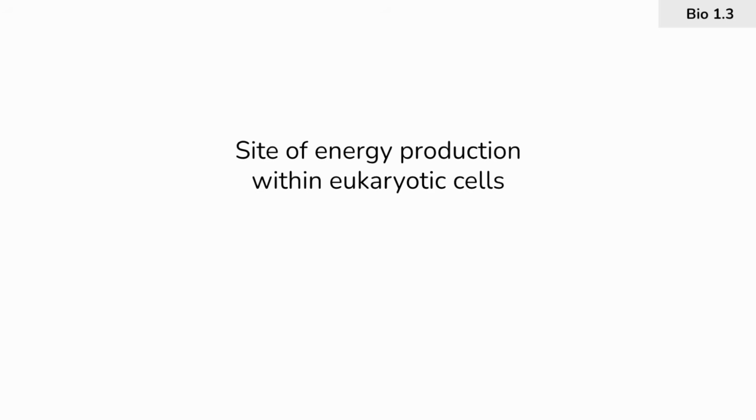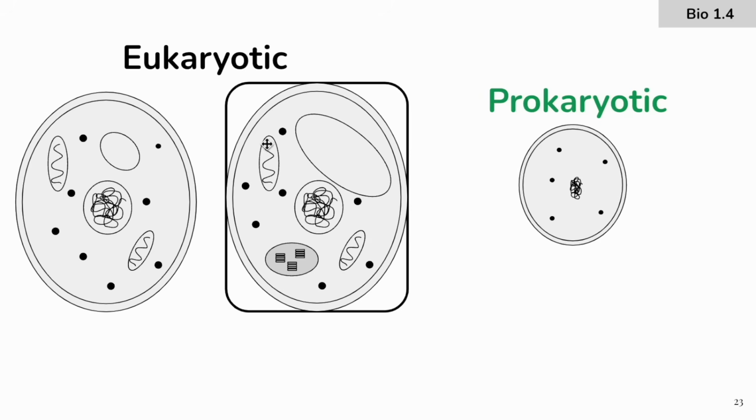One more for today. The site of energy production within eukaryotic cells is a mitochondrion, or plural, the mitochondria. Remember, you probably heard that mitochondria are the powerhouse of the cell, and they're often illustrated as ovals with little squiggles. Those are the inner membrane folds of the mitochondria.